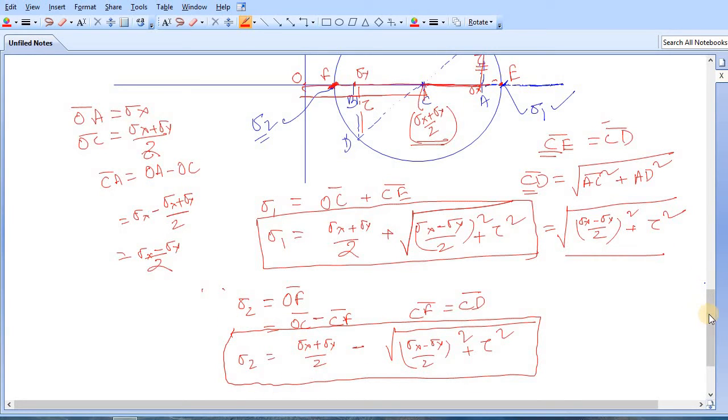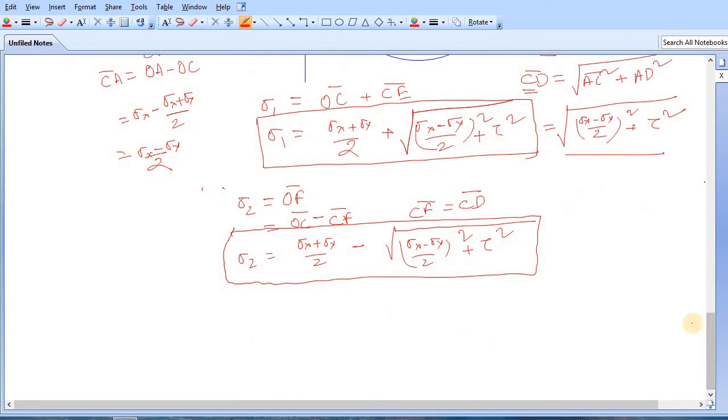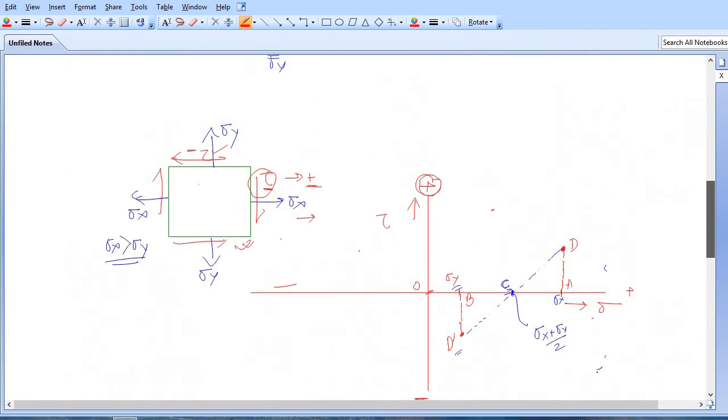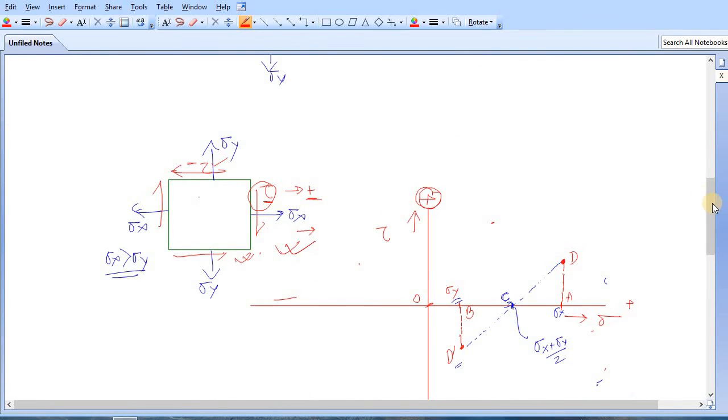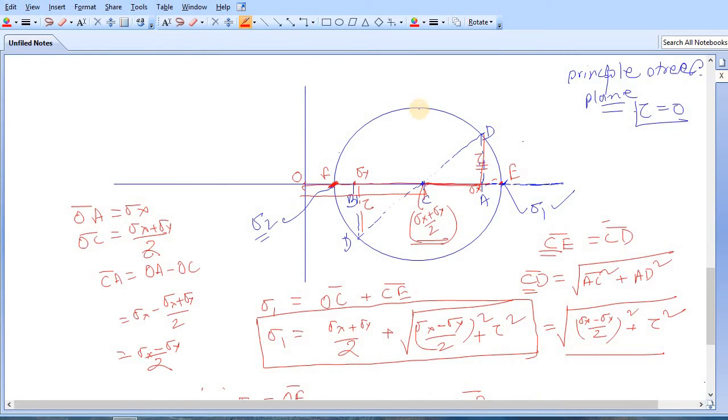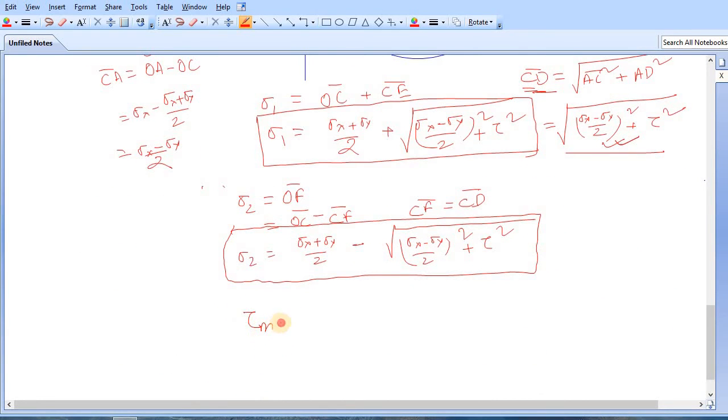Clear? Now it is time to find the principal plane. But before that, what is the maximum shear stress for this type of stresses? From this circle you can see the maximum shear stress is denoted by this point, and to reach there we can simply draw the perpendicular from the center to this point, and this is nothing but the radius of the circle, and this circle is known as the Mohr circle. So what is the radius? The radius is CD, and this is denoted by this formula. So what is the maximum shear stress, tau max? That is the square root of (sigma x minus sigma y by 2) whole square plus tau square.